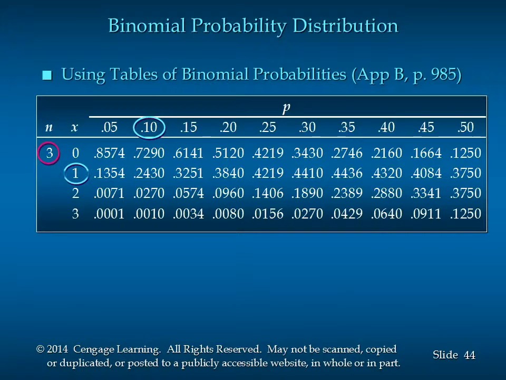Okay. So what I wanted you to do is go to Appendix B, page 985 in your textbook. If you don't have one, I think Appendix B is the same in the older version too. And you look up N is 3 and P is 0.10.